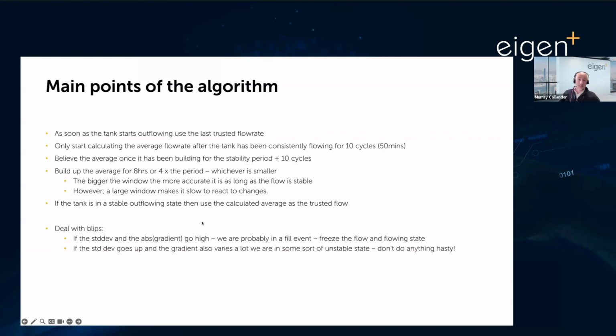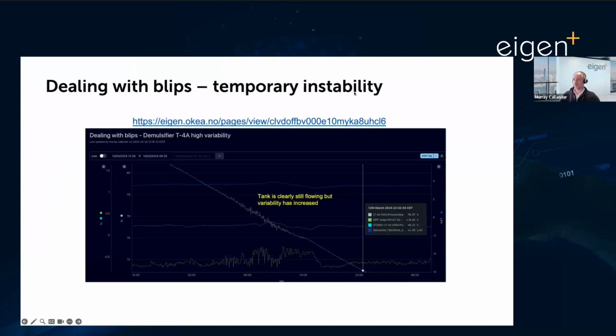So if we see that the standard deviation has gone high and the gradient's gone high, we literally put a pause. We say, don't change anything, just keep the trusted flow until we're certain that we've either changed state or we are actually still flowing. This was an example of a blip, and you can see here the blue line that the flow is actually pretty smooth. So although we saw very high variability, and it lasted for a long time, we're looking at 8 hours of variability, but the flow remained pretty stable throughout because we were able to say, just keep the trusted flow.